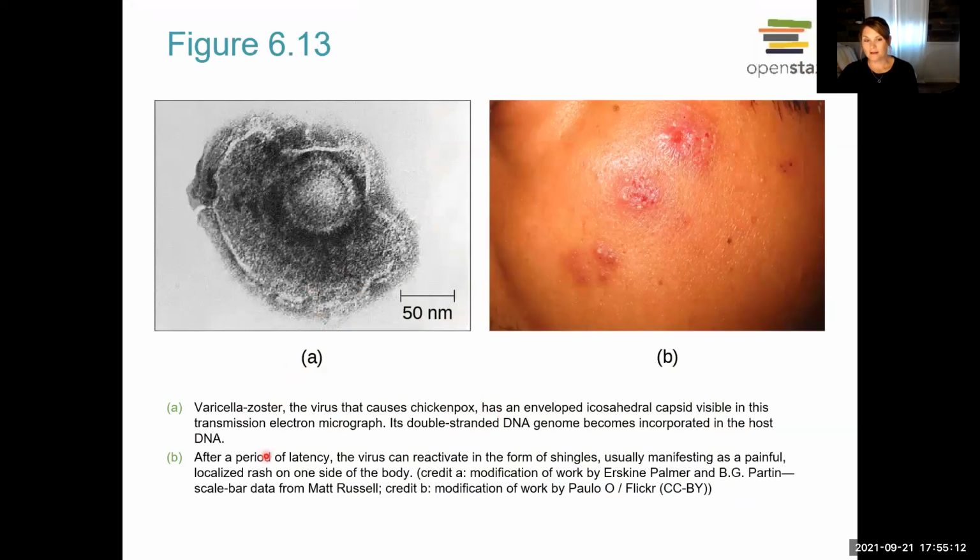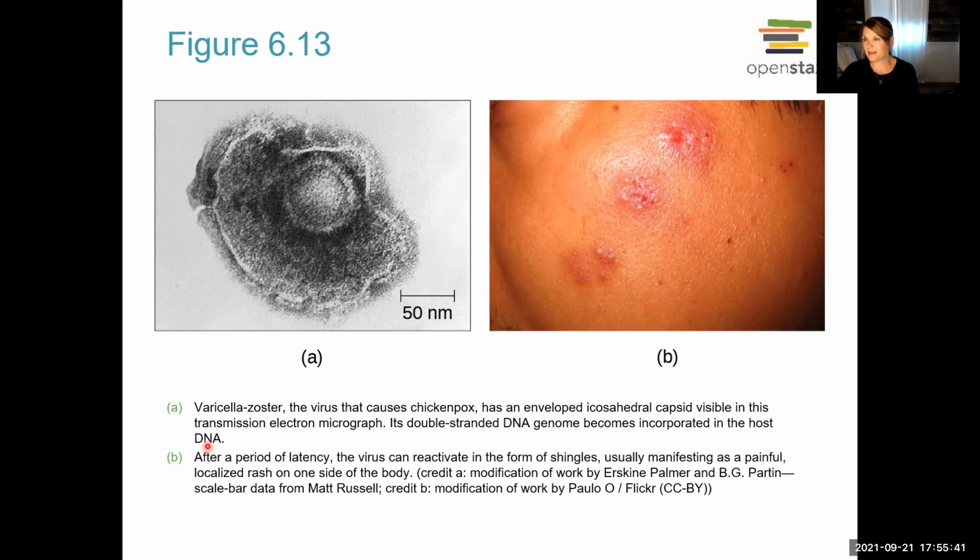The one I was talking about on the left here is the virus that causes chickenpox. It's called varicella zoster. So it's an enveloped icosahedral capsid virus. So you should know what that all means now, right? So you can see it here. So here's the capsid, here's the envelope. Okay, it's double-stranded DNA, and it becomes incorporated into the host DNA, making it a provirus, right? And that's how it stays latent.